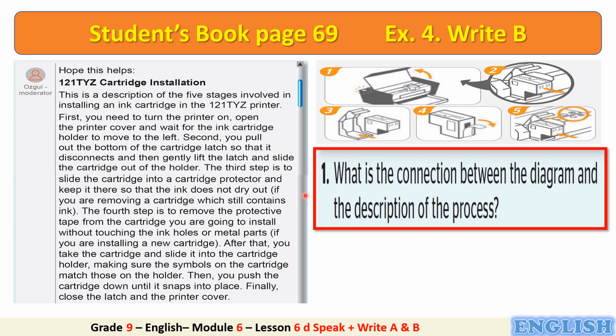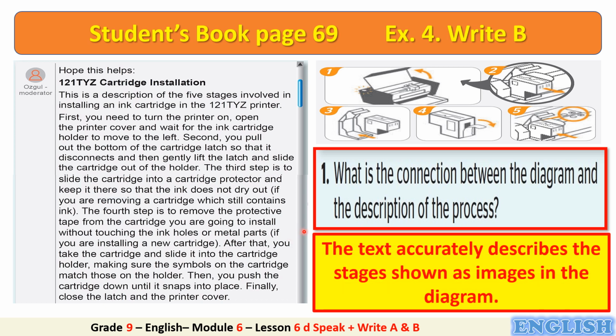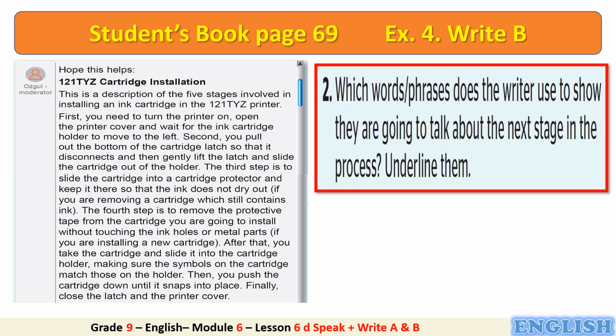Now let's answer the first question. What is the connection between the diagram and the description of the process? The answer for this question can be elicited after reading and understanding the whole text. The answer is, the text accurately describes the stages shown as images in the diagram. Question number 2. Which words or phrases does the writer use to show they are going to talk about the next stage in the process? Underline them. We can find these words or phrases in the text as follows.